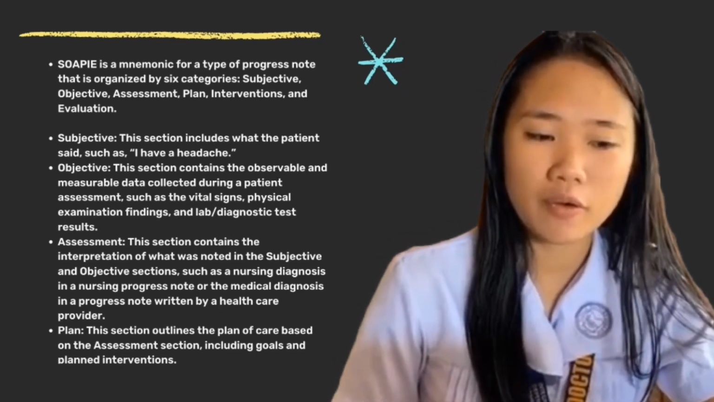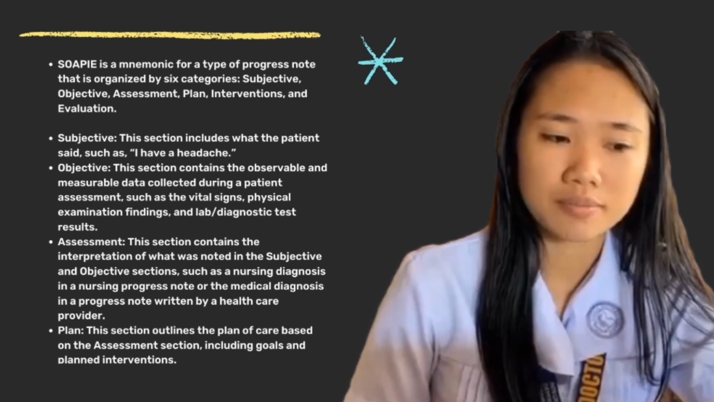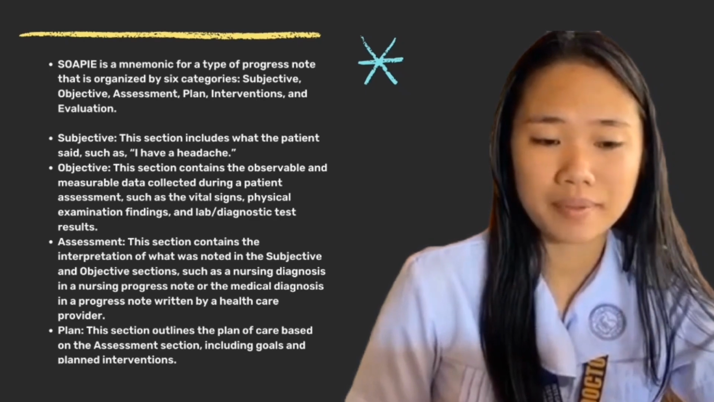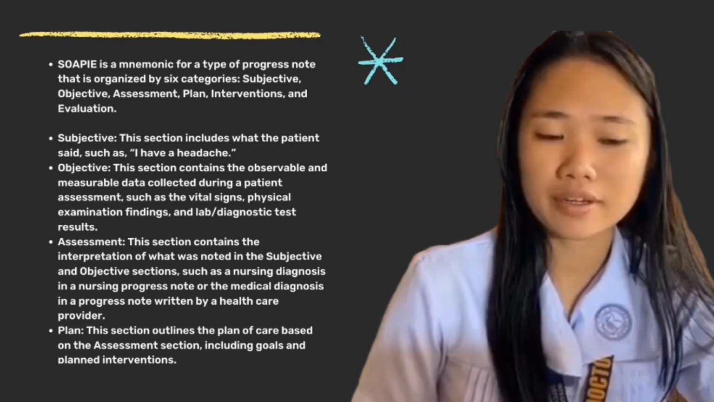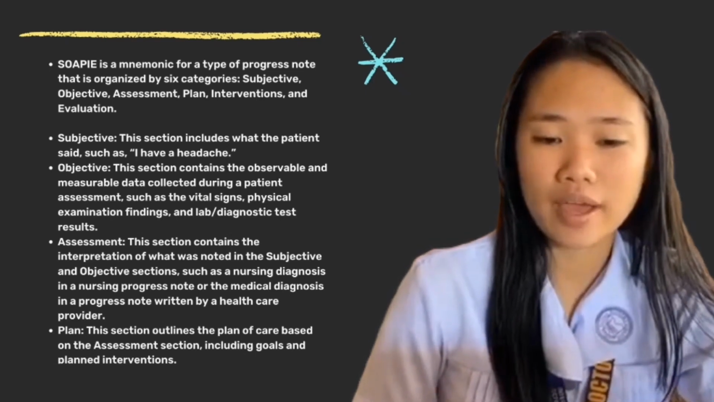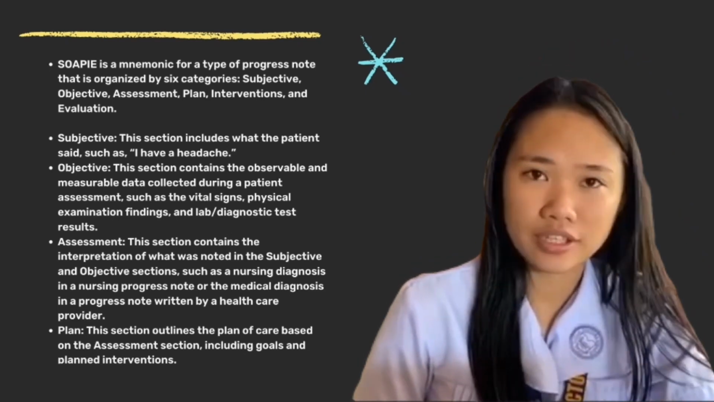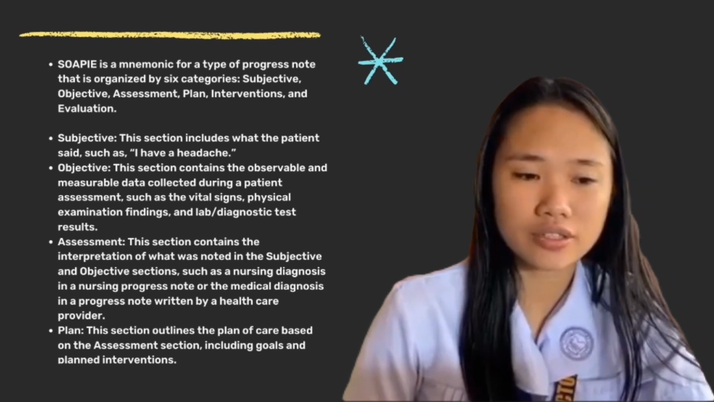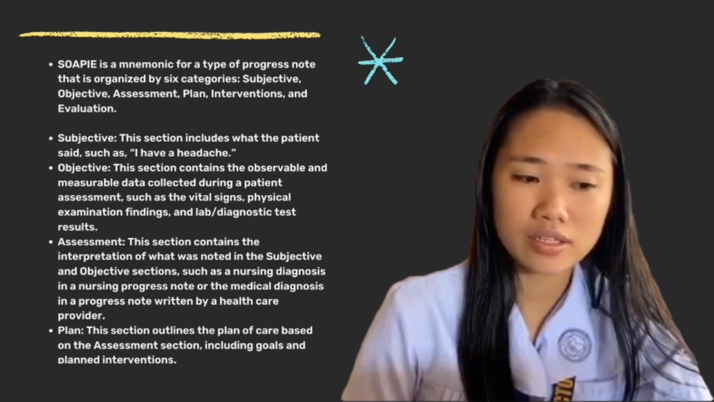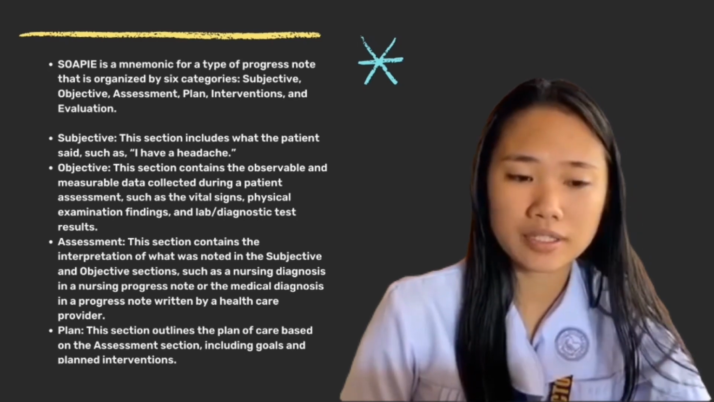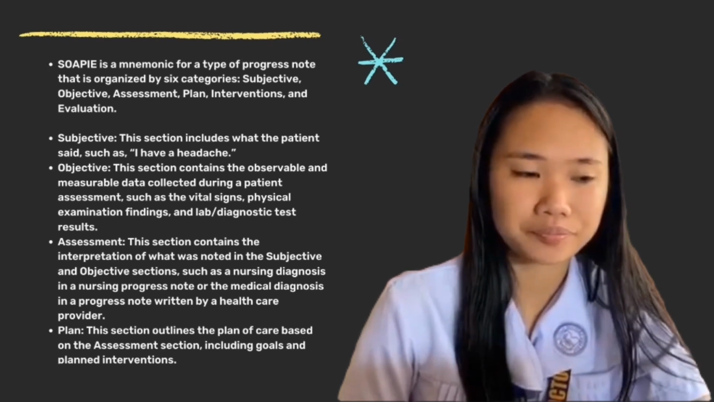SOAPI is a mnemonic for a type of progress note that is organized by 6 categories: subjective, objective, assessment, plan, interventions, and evaluation. SOAPI progress notes are written by nurses as well as other members of the healthcare team. Subjective. This section includes what the patient said, such as, "I have a headache." It can also contain information related to pertinent medical history and why the patient is in need of care.